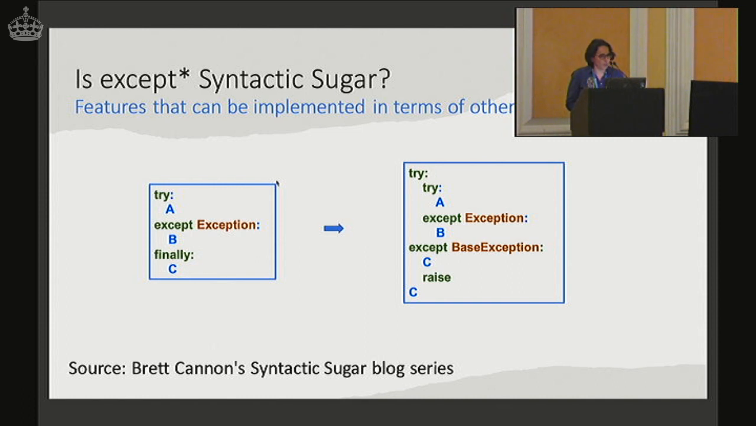And that is actually what the Python compiler does. There is no finally bytecode. There's nothing in the interpreter that does finally. It just duplicates the code. So could we do this with except star? Could we rewrite a try except star clause in terms of except?